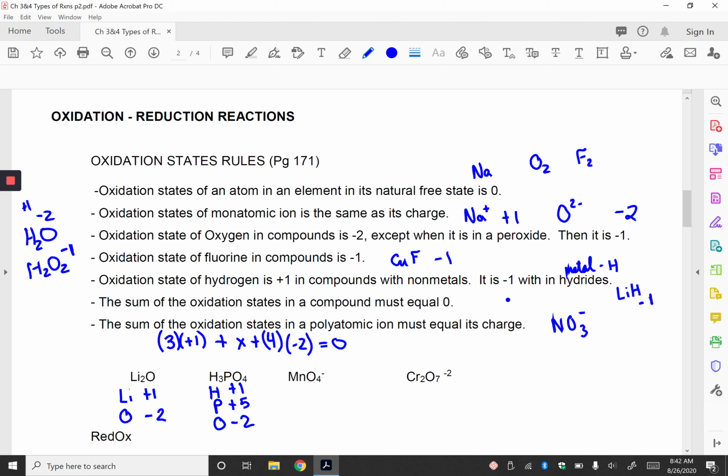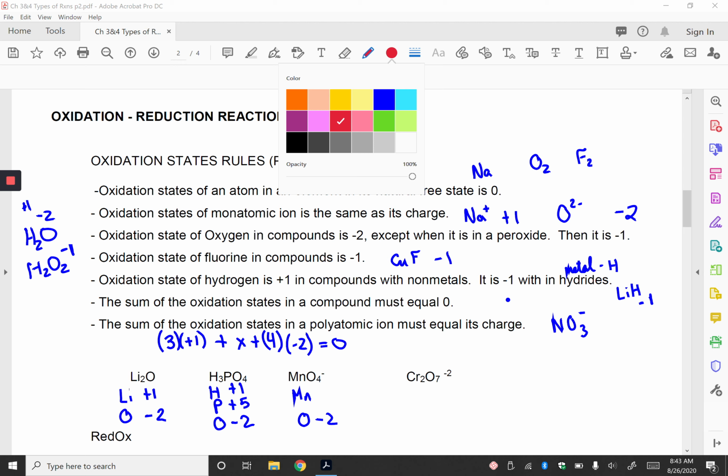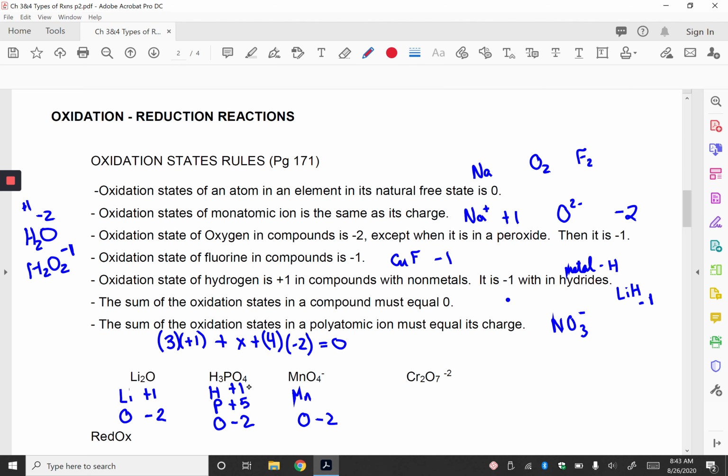Okay, let's look at permanganate. So we have manganese and we have oxygen. We know oxygen is -2 from the rule here, but we don't have a rule for the manganese. So what you would do, let me do it in a different color here, easier to see. You'd say my manganese is my X, and I have 4 of these oxygens that are each -2, but all together they need to equal -1, whatever the charge is. This was 0 because it didn't have a charge. This is -1 because it does have a charge. And so in this case, the manganese needs to be +7.